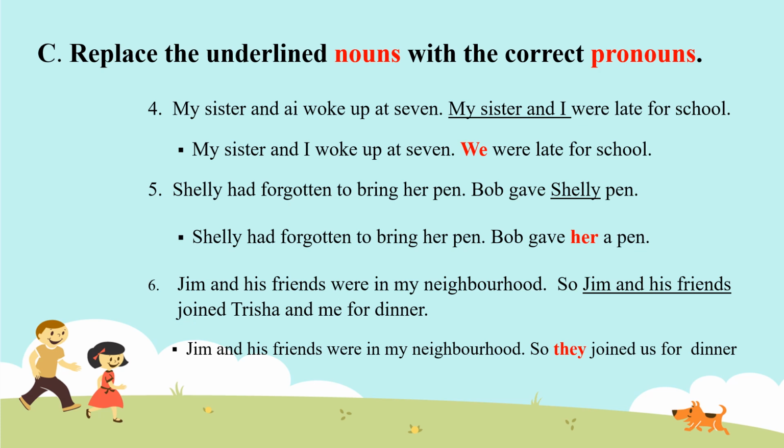Next, Jim and his friends were in my neighborhood. Jim and his friends joined Trisha and me for dinner. Here we have to replace Jim and his friends. We can use they instead of Jim and his friends. So the answer is: Jim and his friends were in my neighborhood. They joined us for dinner.